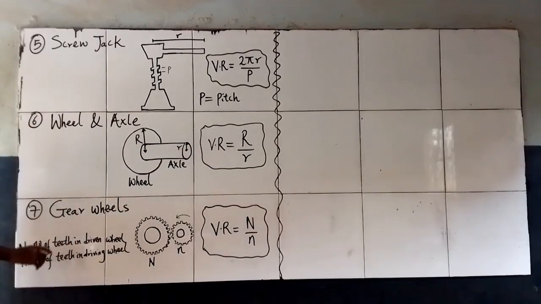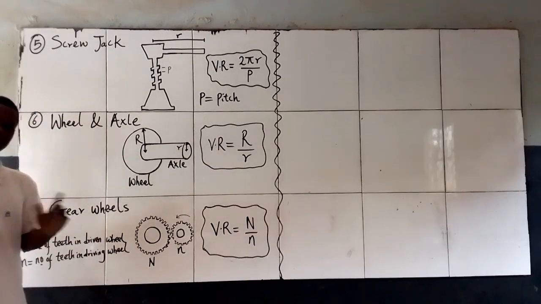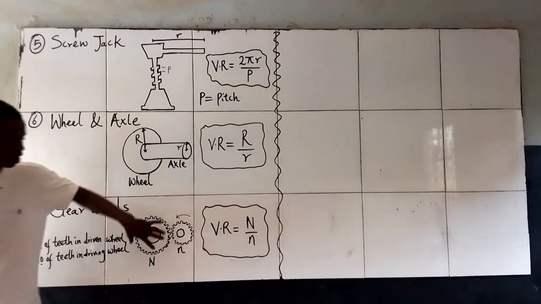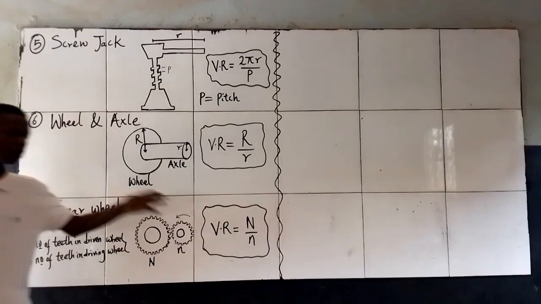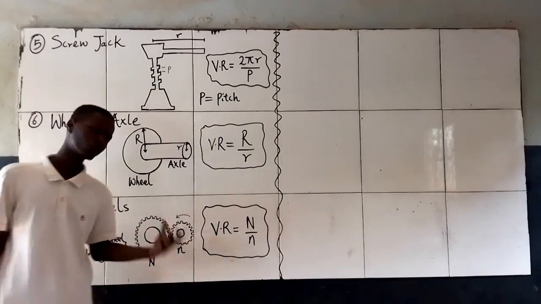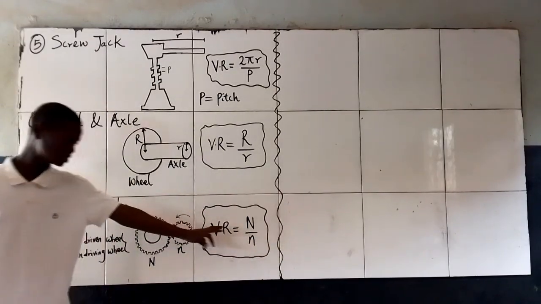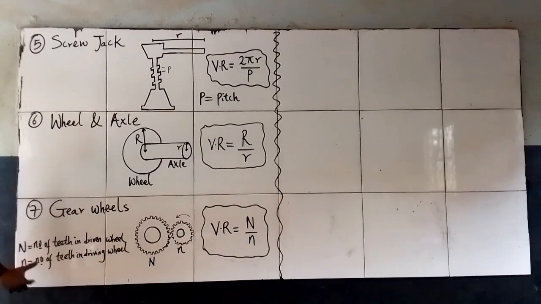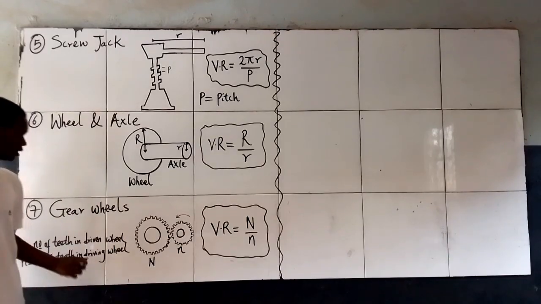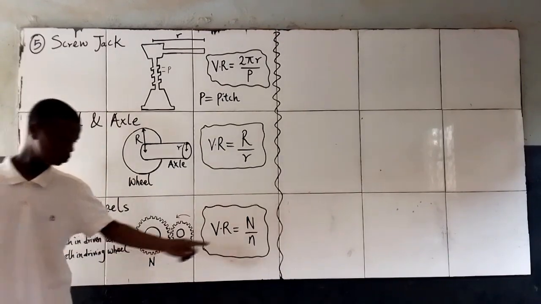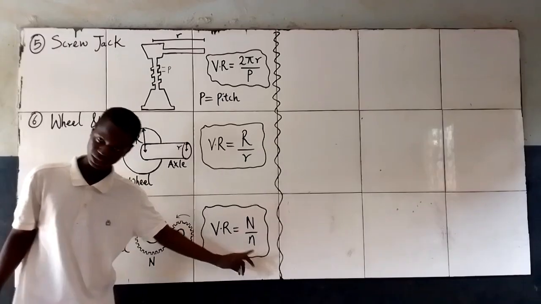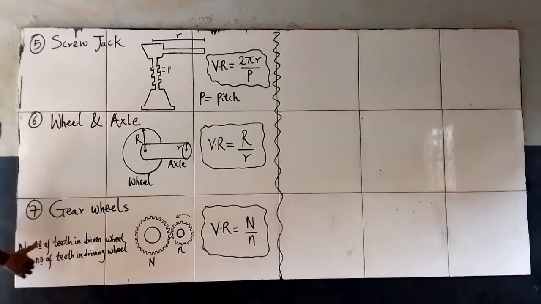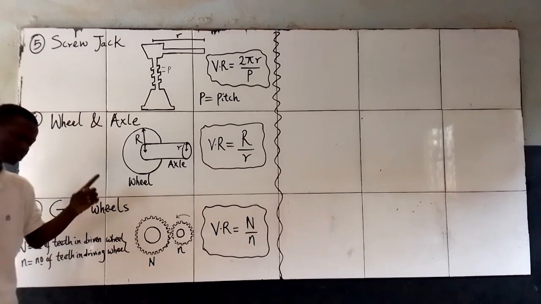Now, next, we have lastly the gear wheels. Now, if you see, these guys have a serrated structure too, so this is the gear wheels. Sometimes you may also need to find the velocity ratio of the gear wheels. The formula to use is capital N over small n, where capital N stands in full for the number of teeth in the driven wheel. Mind you, driven over driving. I repeat, the driven wheel over the driving wheel.